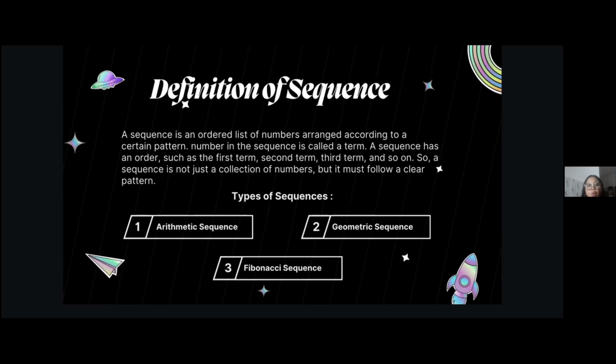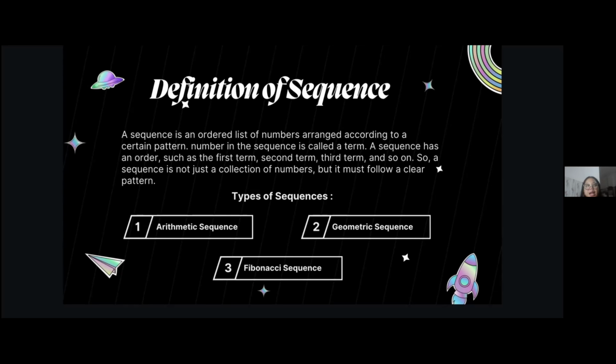Definition of sequence. First, what is a sequence? A sequence is an ordered list of numbers arranged according to a certain pattern. Each number in the sequence is called a term. A sequence has an order, such as the first term, second term, third term, and so on. So a sequence is not just a collection of numbers, but it must follow a clear pattern.